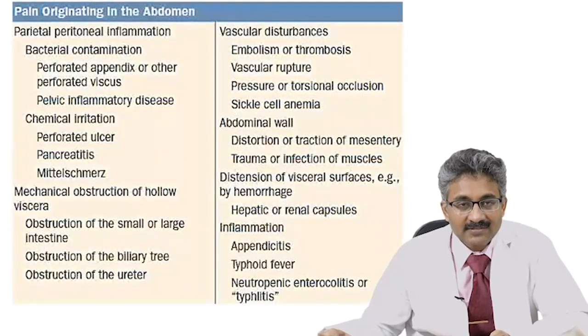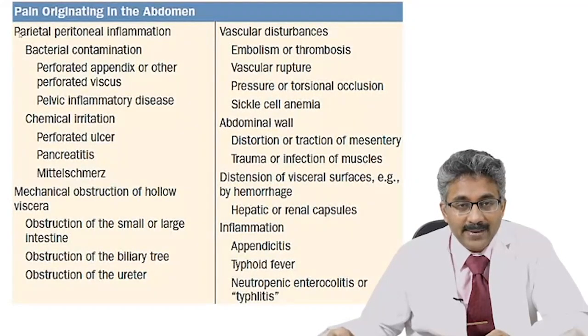So first, we'll go through the causes of pain originating in the abdomen. Here they have been subdivided into parietal peritoneal inflammation pain, mechanical obstruction of the hollow viscera, vascular disturbance, abdominal wall, distension of the visceral surfaces, then inflammation. These are the subheadings under pain originating within the abdomen. So first we'll take parietal peritoneal inflammation.